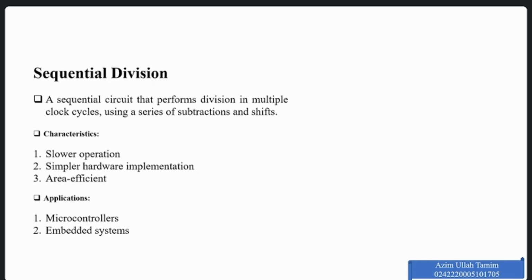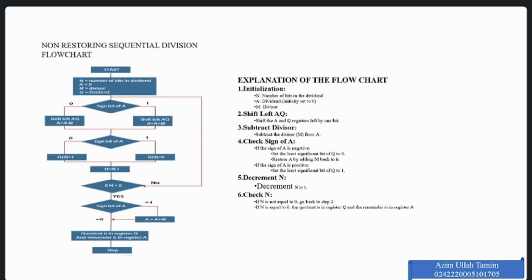Then sequential division, a sequential circuit that performs division in multiple clock cycles using a series of subtractions and shifts. Characteristics: slower operation, simpler hardware implementation, and area efficient. Applications: microcontrollers and embedded systems. Then the non-restoring sequential division flowchart.